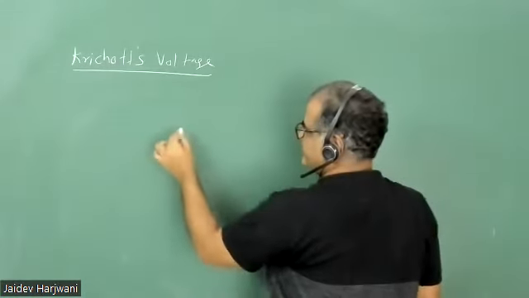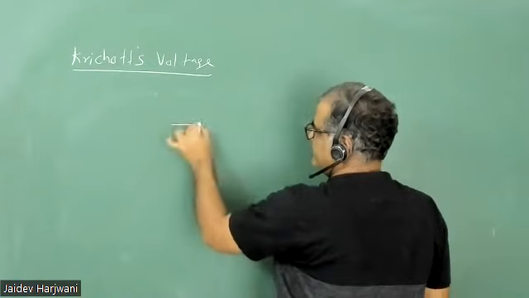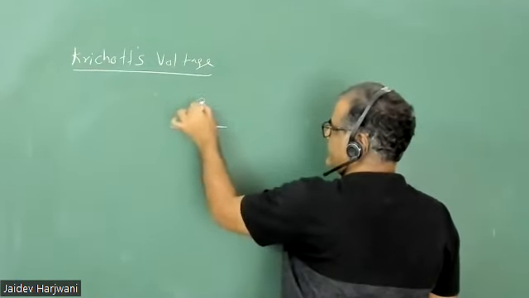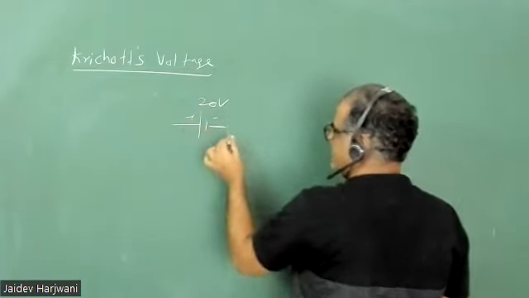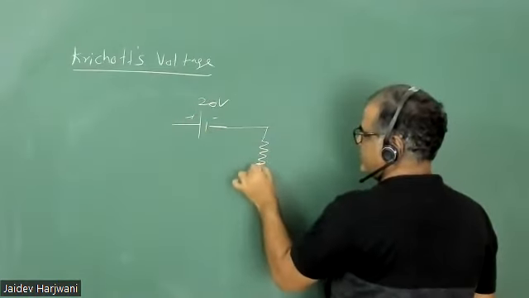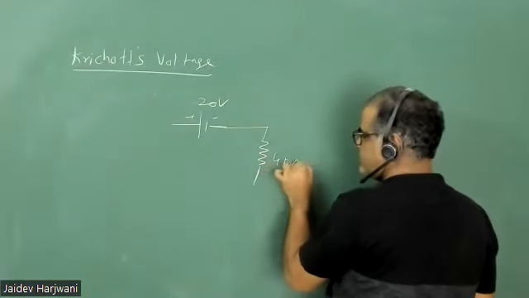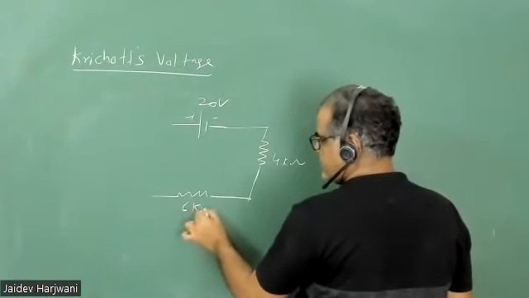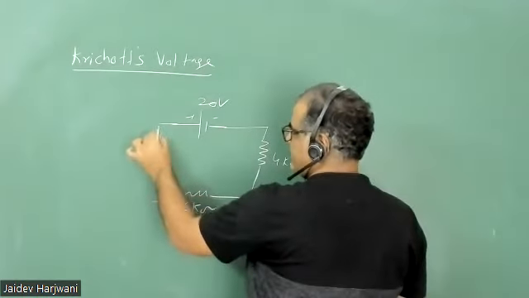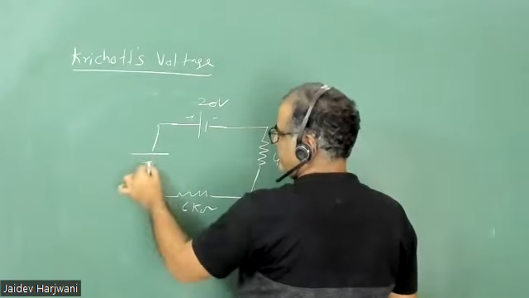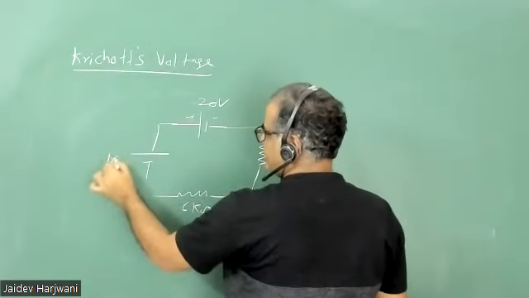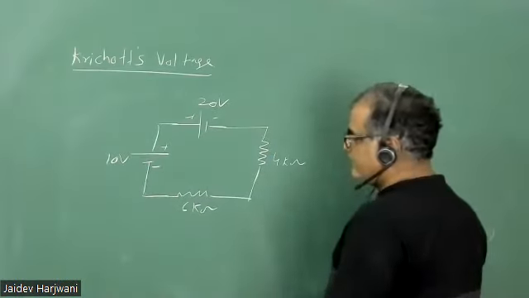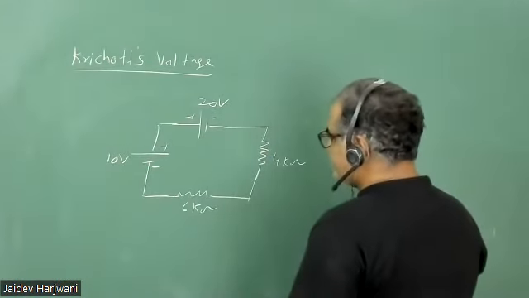So you have been given, say, a circuit. Say this is my plus 20 volt, 20 volts. Say this is 4 kilo ohm. Say this is 6 kilo ohm. And then say I have minus plus 10 volt. Minus plus, this is a 10 volt. So I want to find the current in the circuit.